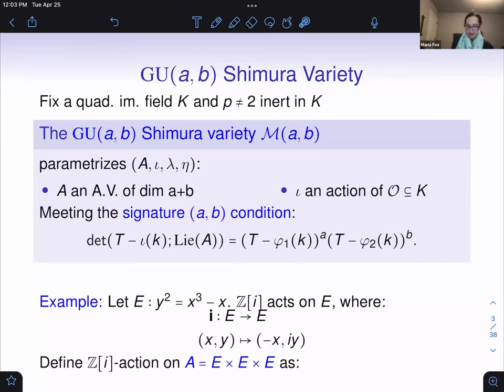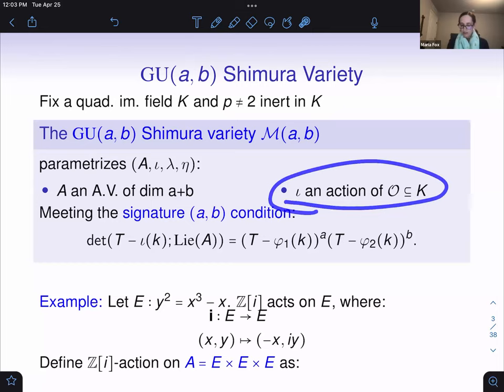Then our Shimura variety, which is the replacement for our modular curve, instead of being a moduli space of elliptic curves, will be a moduli space of abelian varieties with extra structure. So our abelian varieties will have fixed dimension. It's the sum of these integers, a plus b. And the extra structure they have, most importantly, is an action of some order inside our quadratic imaginary field.